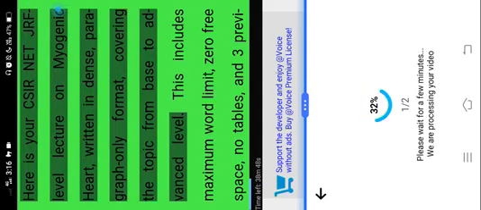You said, myogenic heart. ChatGPT said: Here is your CSIR NET JRF level lecture on myogenic heart, written in dense, paragraph-only format, covering the topic from base to advanced level.